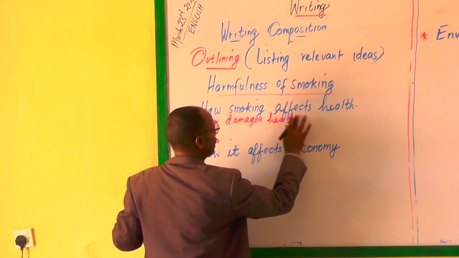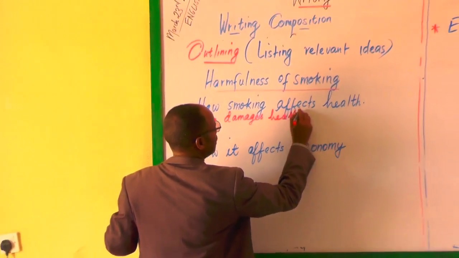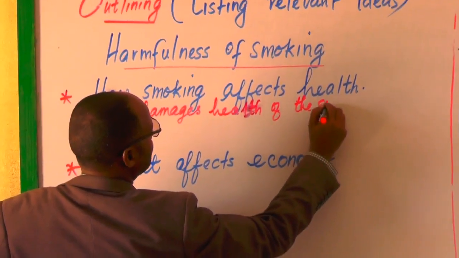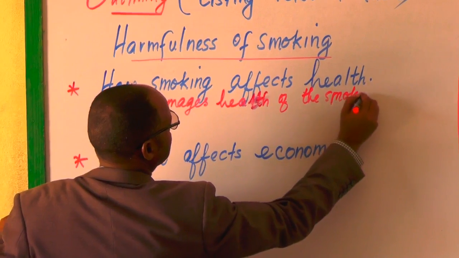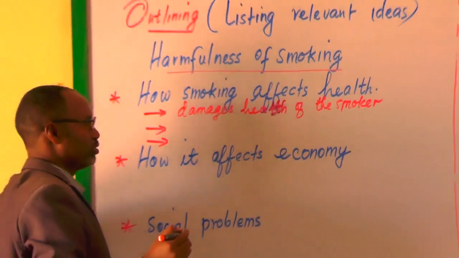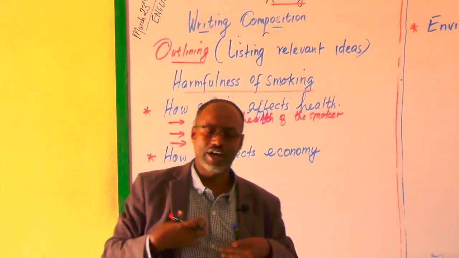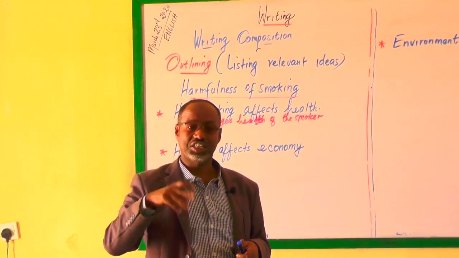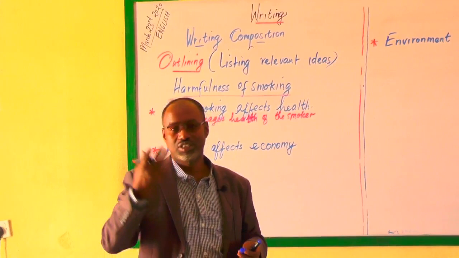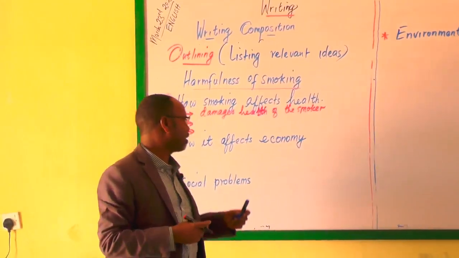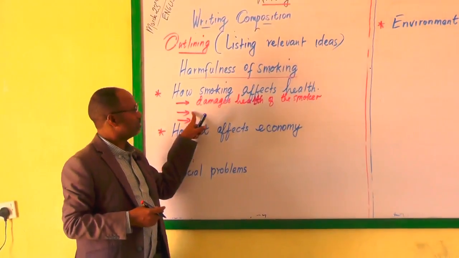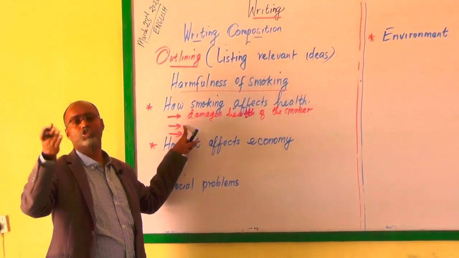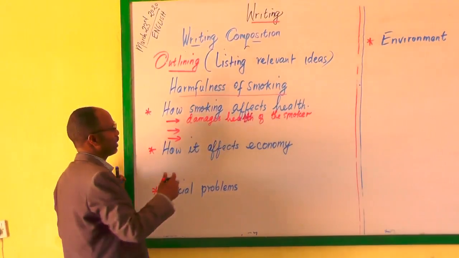Health of what? Health of the smoker and other people. It affects lungs. It affects the blood circulation. It affects many things. And also it affects the other people who are not smokers.